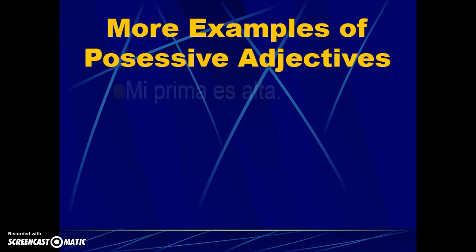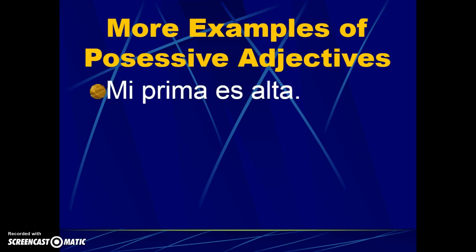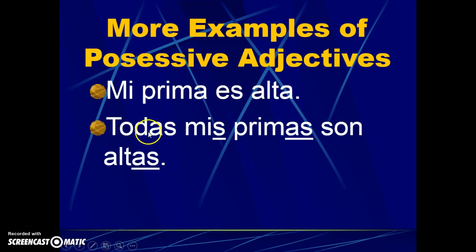Okay? Here are más ejemplos. Mi prima es alta. My cousin is tall. Todas mis primas son altas. All of my cousins are tall. So again, mi has to agree with prima, and mis agrees with primas and altas, right? So everything has to agree. The nouns and adjectives, whatever adjective it may be, has to agree.